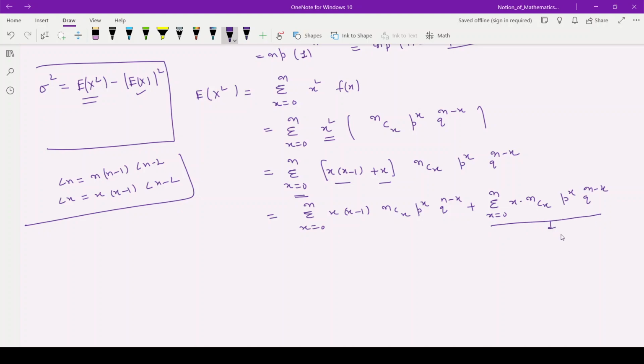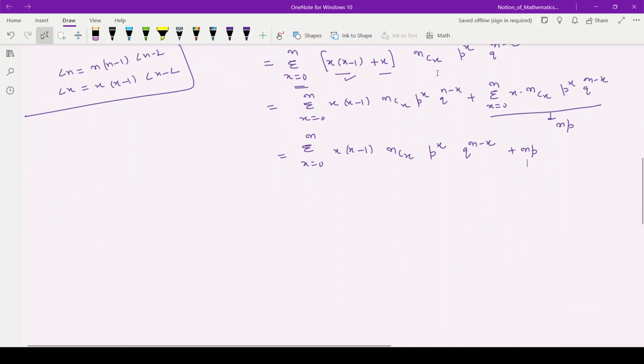Yes, this term is actually the mean, and mean is here equal to np, so this whole term is simplified as mean. So that is why this particular modification is done here. So it would be like summation x equal to 0 to n, x minus 1 nCx p to the power x q to the power n minus x, plus np. So now students, thereafter we will just expand this value of nCx, so that would be summation x is 0 to n, x minus 1, factorial n upon factorial x factorial n minus x, and p power x q power n minus x, and plus np.